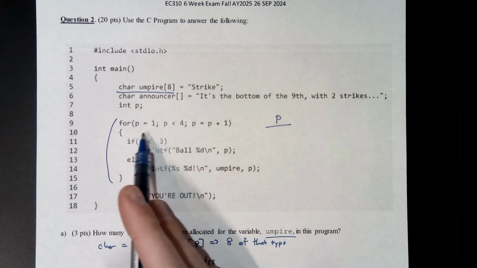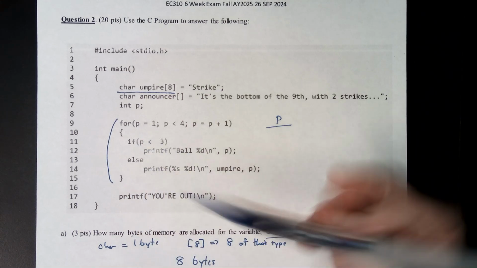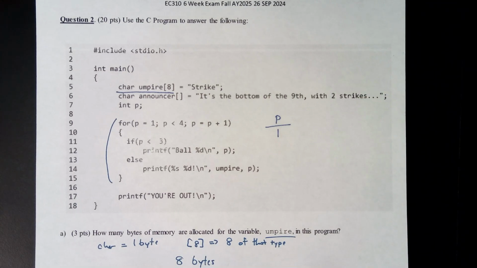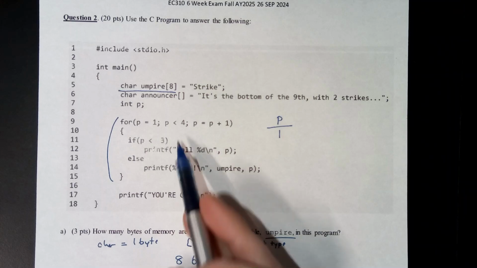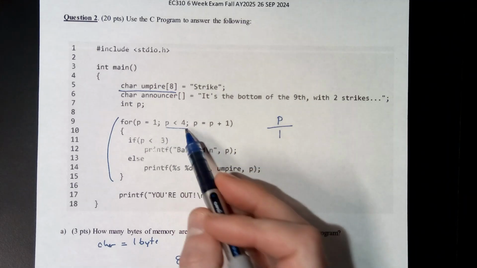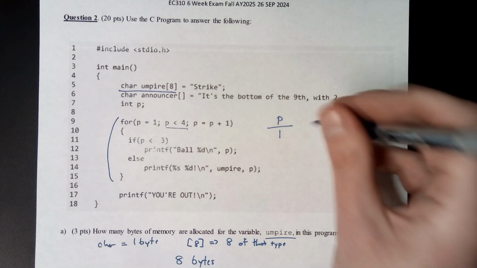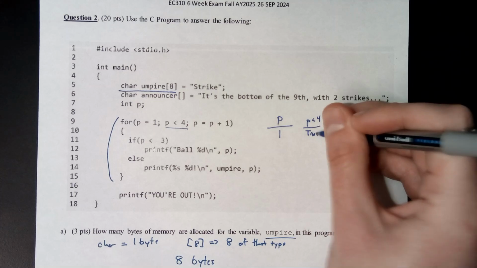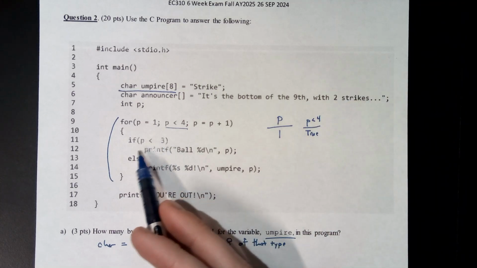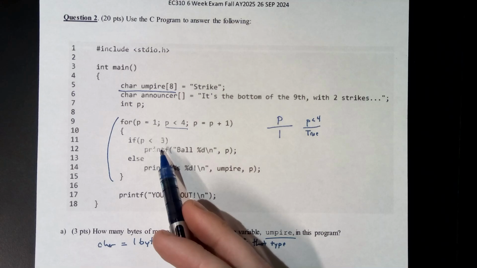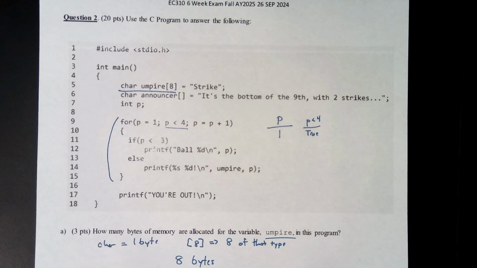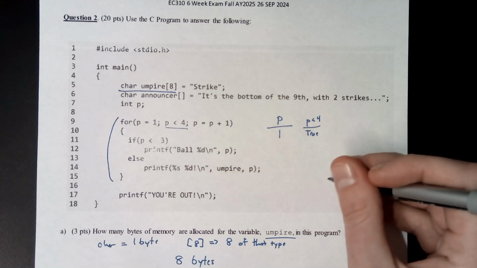So we have P is the variable that gets used, and it's P equals 1 to start. So what happens when P equals 1? Well, we check, is it less than 4? Right, P is less than 4. This is true, so we're going to go into the loop. We're going to check, is P less than 3? And it is. So we're going to print out in the first round.